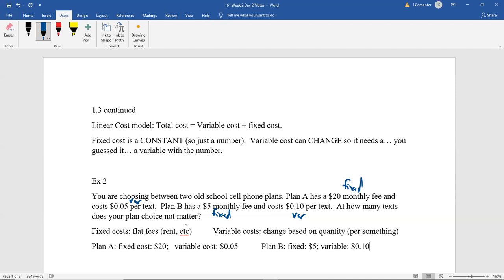Next, we want to come up with our equation. Well, actually, it's kind of like 3 equations, because there's going to be an equation for plan A. There's going to be an equation for plan B. And then there's going to be an equation where we do something with plan A and plan B.